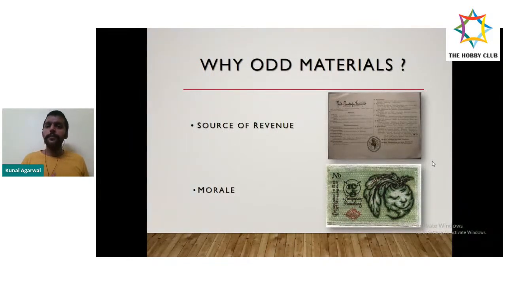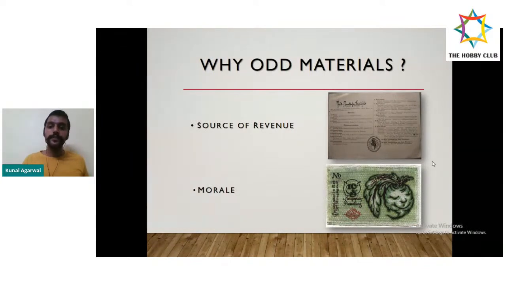So this had become a major source of revenue while other businesses were affected due to the war situation. Another interesting reason is the morale. It was very important for the German local authorities to have the mindset of their local people boosted, the morale high. So this particular Notgeld here is made up of cloth, and there's a design of a turnip there.